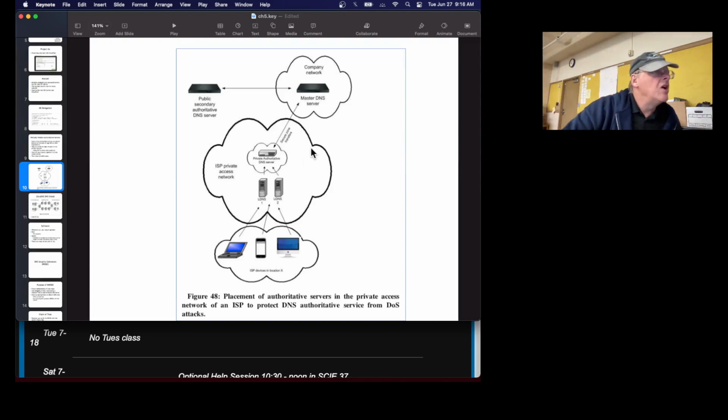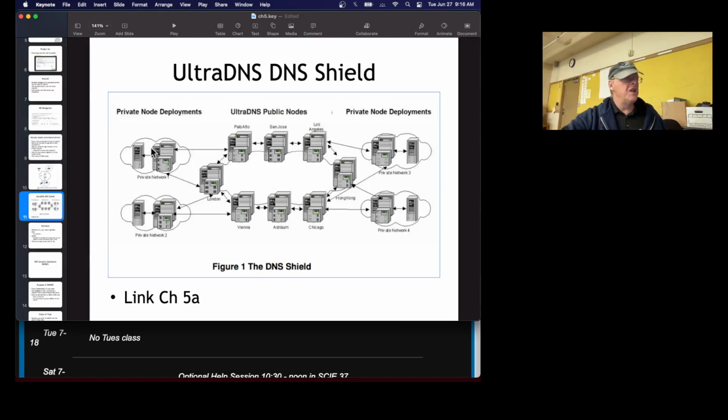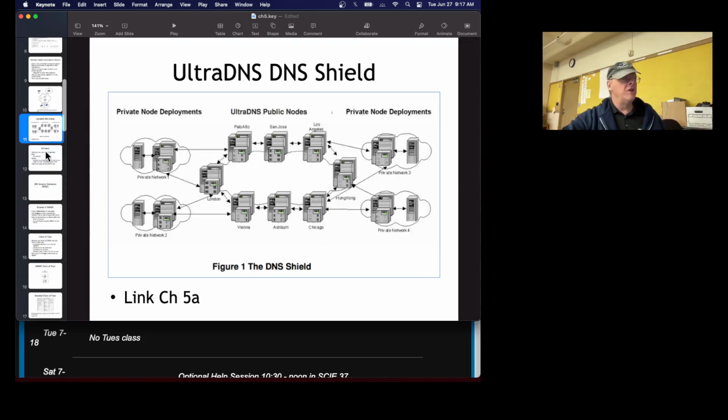So you can place an authoritative server inside the company for internal traffic, and somewhere out here you have a public authoritative server for external traffic, and the two contain the same information, but they're different, and the only point is they have different amounts of load and different needs for DDoS protection. And UltraDNS has some complicated system you can sign up for that has many nodes all over the place and a complicated system to distribute traffic among them all for high availability.